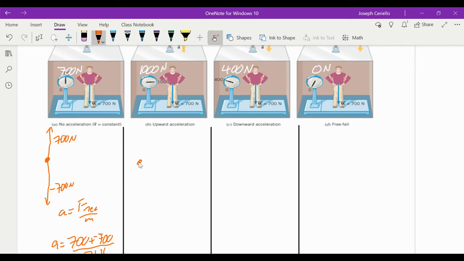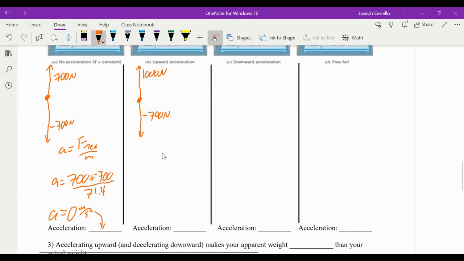All right, so let's check out this next one here. First one, we have 1,000 newtons going up. That's the scale reading, so that's how much force the scale applies on you. And your weight is still negative 700 newtons. Okay, negative because it's pointing down. So we're going to say a equals F net over m. a equals 1,000 plus a negative 700 over 71.4. And we get an acceleration of 4.2 meters per second squared, positive. So you have to be accelerating upward here.